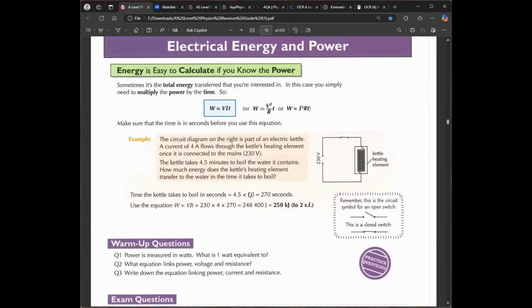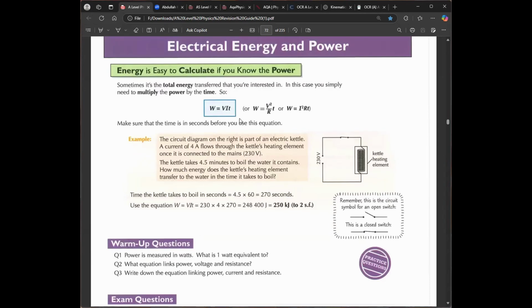Electrical energy, power. Energy is easy to calculate if you know the power. Obviously, if you know the power, the thing on the other side is work over time. Work done is basically energy. So if you know the power and how long this power was flowing through, you can easily calculate the work done. The formula they have written here is work is equal to V times I times T.